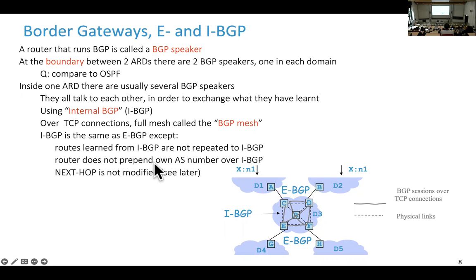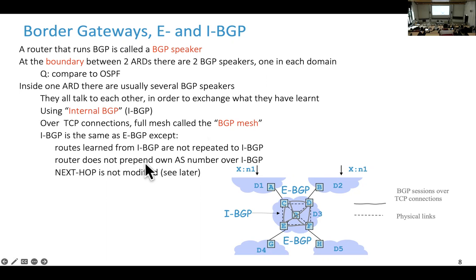Therefore, the first difference of IBGP over eBGP is that a route that we learn internally should not be repeated internally. Meaning that if C learns a route from, for example, A, it will directly send this new route to D, F, and E. And it should not be repeated by others, because if D repeats the same route to E, that's second-hand information. E already received that route directly from C firsthand. That's the first difference of IBGP over eBGP.